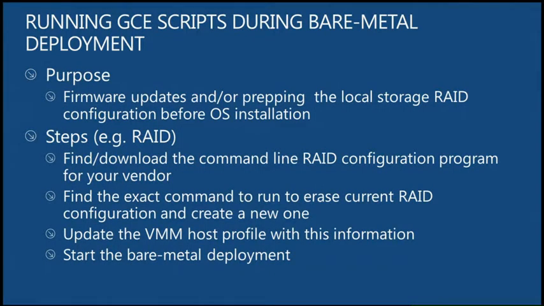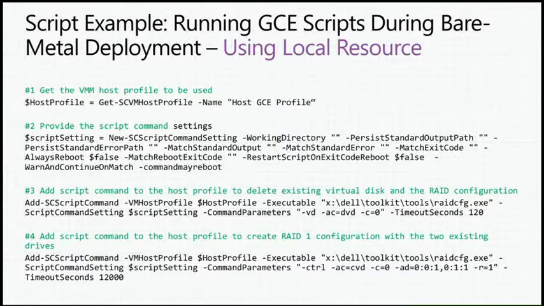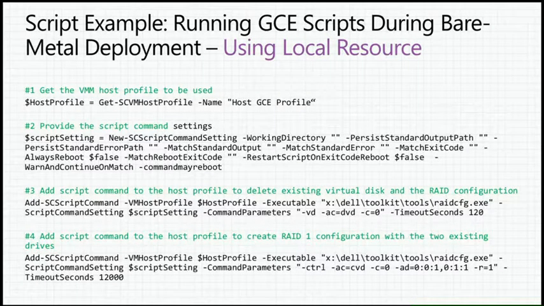Then we have to add these GCEs to the host profile. You do that through PowerShell. And then you can start the bare metal deployment process, and our host profile will automatically run these GCEs as part of the process. There are two ways you can get these utilities that you need onto the machine. You can pre-bake them into your WinPE image, so you can copy them into the WinPE image using DISM. We call that using a local resource.